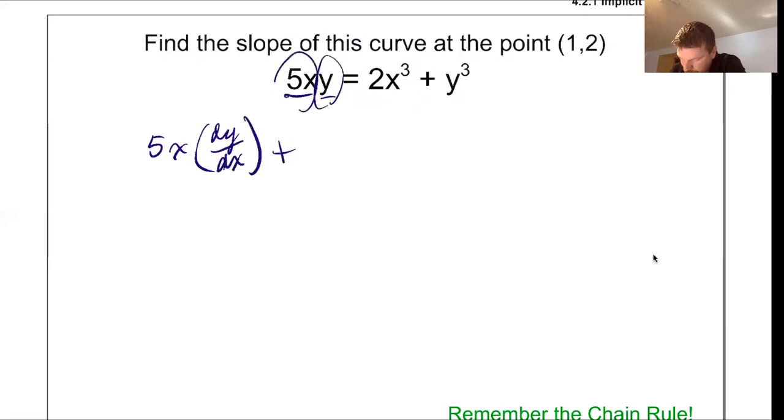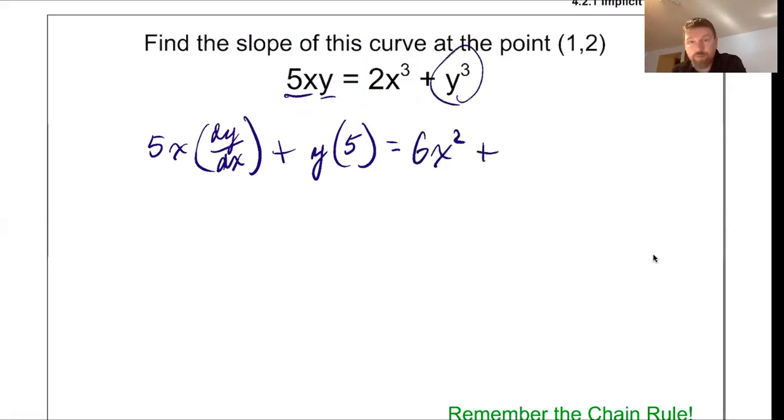Plus second times the derivative of the first. Second is y, times the derivative of 5x, that's just a 5, equals the derivative of 2x cubed, that is 6x squared, plus the derivative of y cubed is 3y squared. All right, same rules as with an x, but then because of the chain rule, times dy/dx. There's my derivative. I want to get the dy/dx by itself.